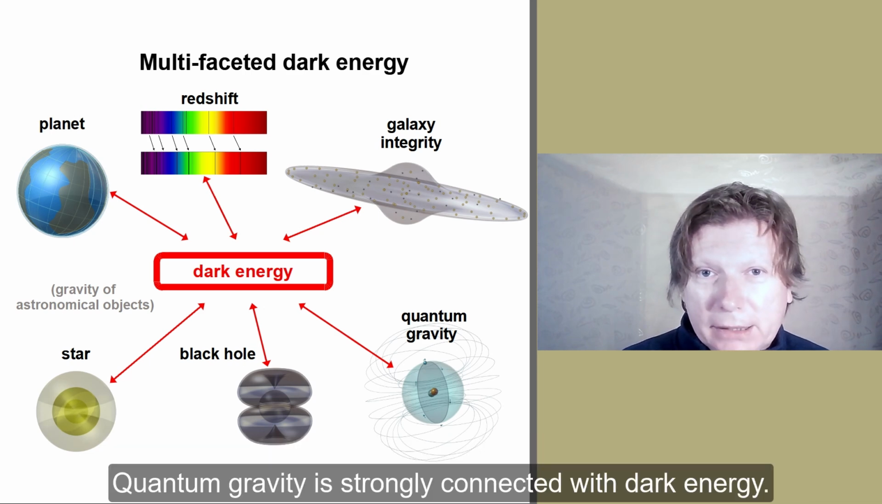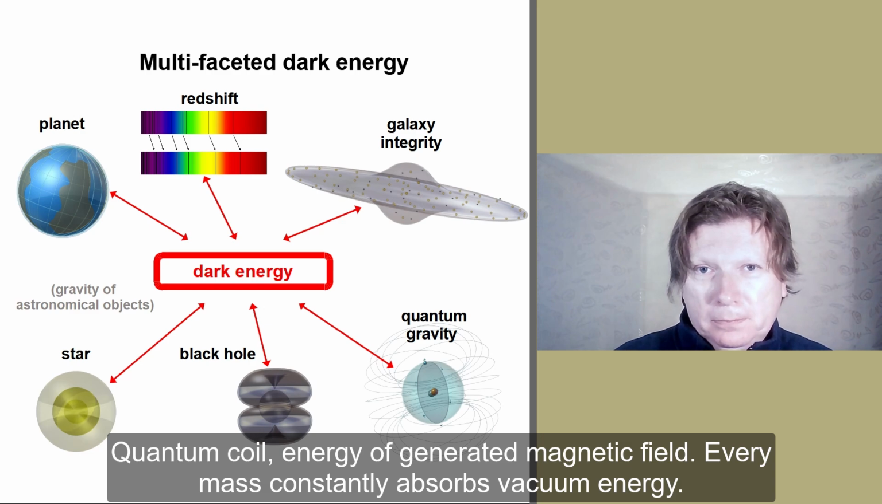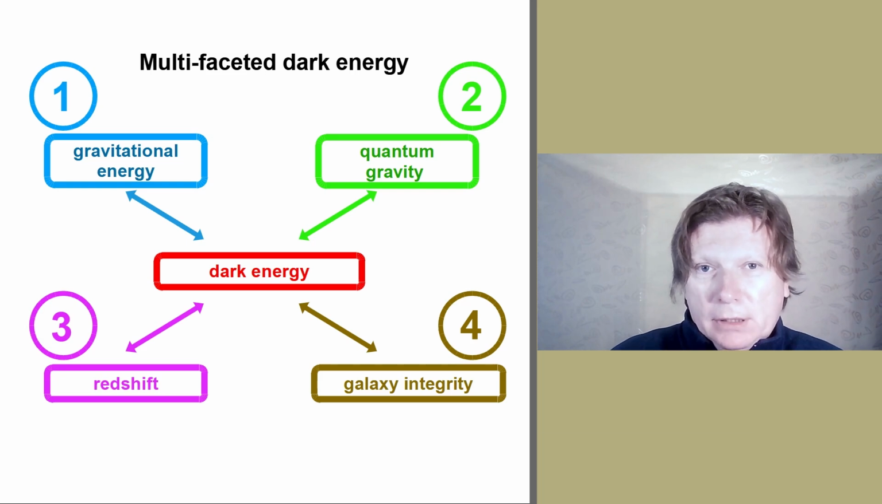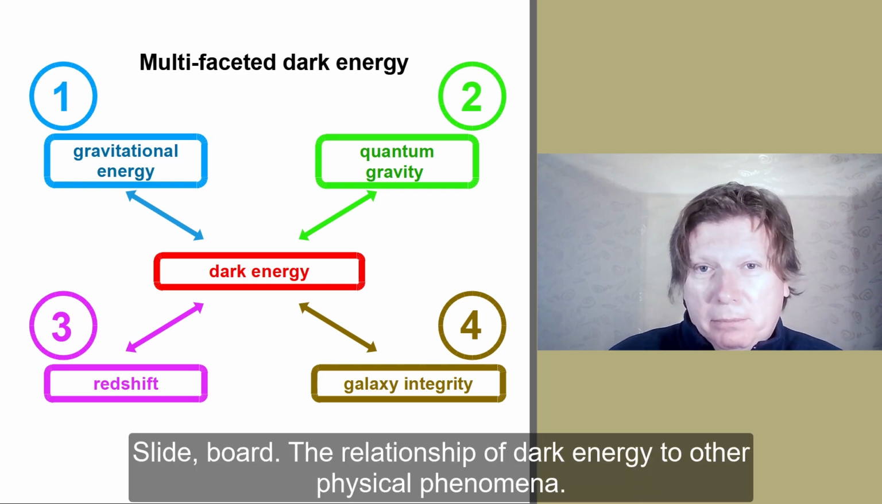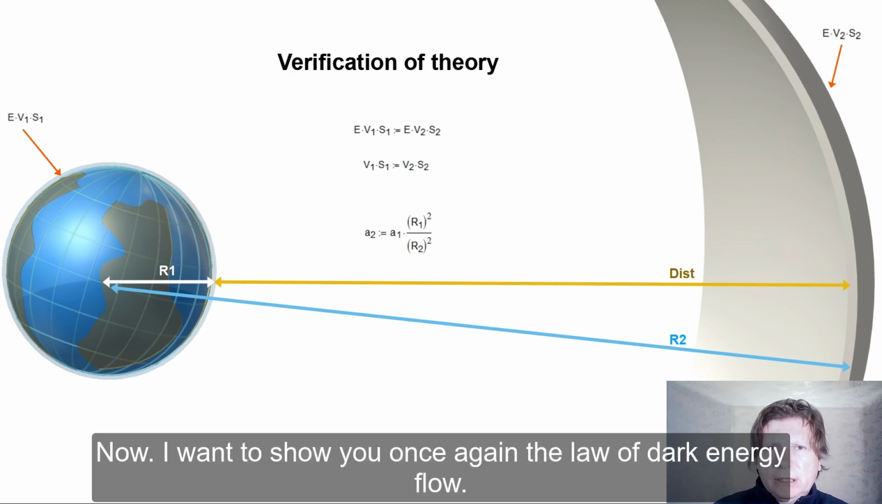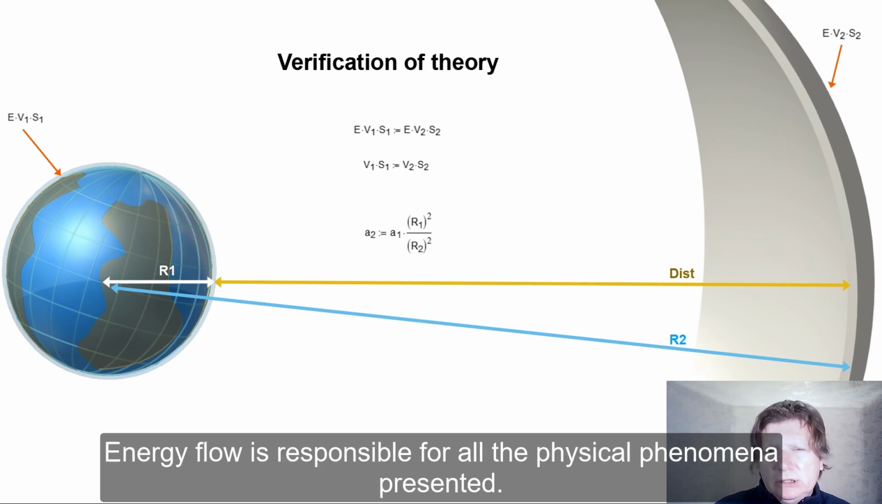Quantum gravity is strongly connected with dark energy. Quantum coil, energy of generated magnetic field. Every mass constantly absorbs vacuum energy. Slide board. The relationship of dark energy to other physical phenomena. Now, I want to show you once again the law of dark energy flow. Energy flow is responsible for all physical phenomena presented.